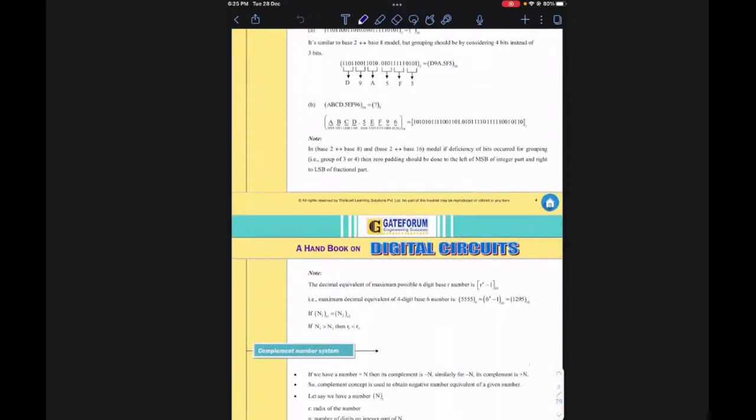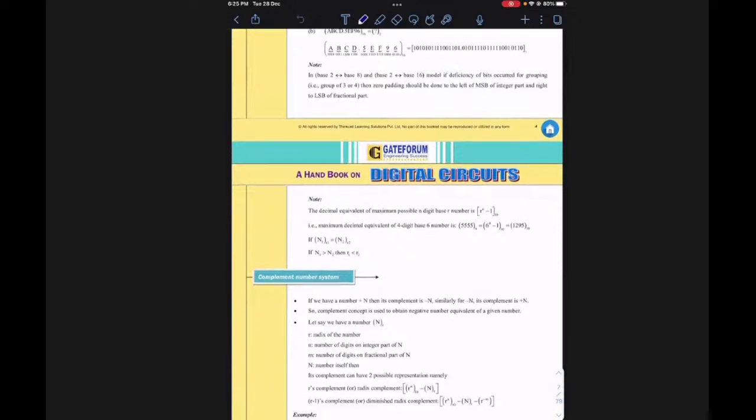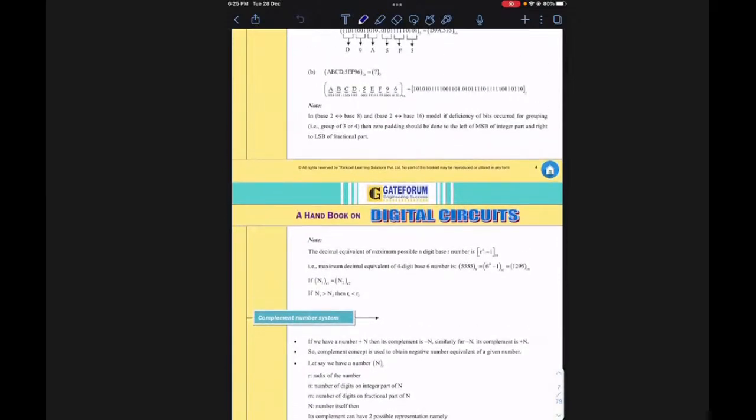Okay. So I hope all of you who are our Gate Forum annual students have this handbook soft copy. This is personally written by me, with all the minute formulas. So this is very ideal for your revision purpose. That way I have designed it.